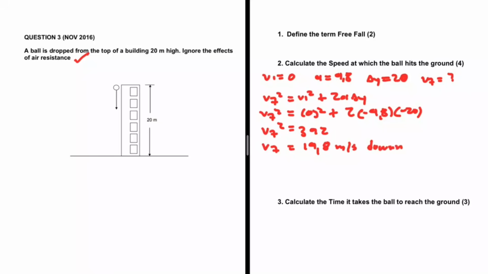Well, we don't have to indicate the direction. The question says the speed, so we are only interested in the magnitude and not the direction. But anyway, that is question 2. Let's move to the third question.